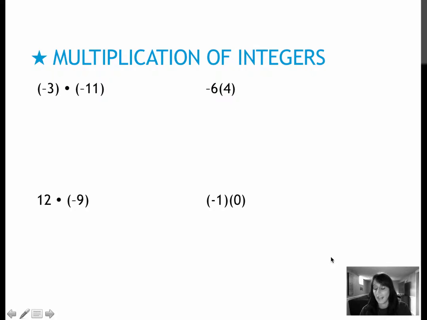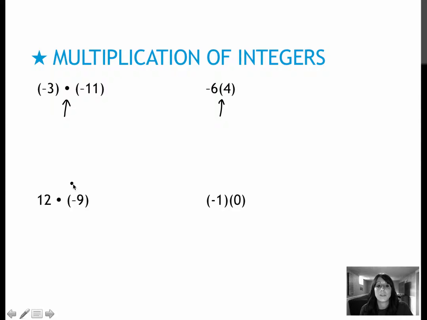So let's take a look at these questions. Go ahead and multiply, use those rules, then press play to see how you did. For my first one, I have -3 times -11. So first I want you to notice that this dot means multiplication. Notice over here that I've written the question using parentheses instead.